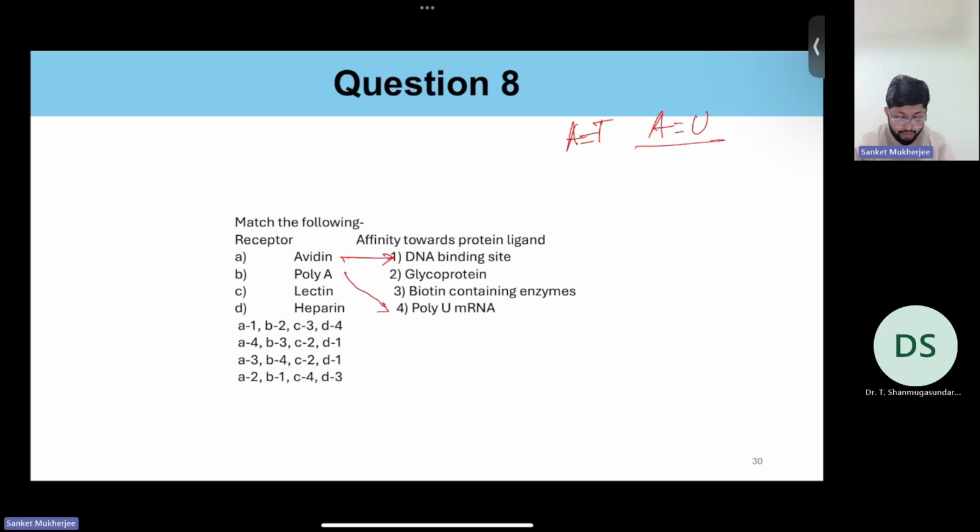Avidin, streptavidin, all these things are for biotin containing enzymes. I'm sorry, it's not for DNA sites. Lectin is for glycoproteins, and heparin is for DNA binding site. I think this will be the answer. A3, B4, C2, D1.